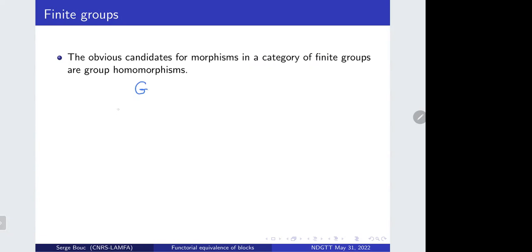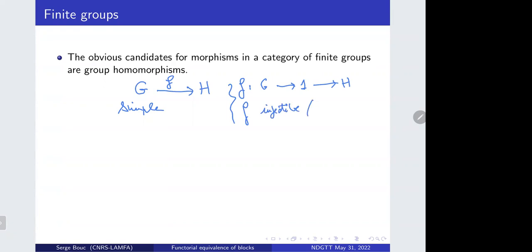So G is a finite group, and G is simple in those terms if and only if any group homomorphism, any morphism in that category, from G to another group, either is trivial, which means that F actually factors through the trivial group, or F is injective, which means that it is a monomorphism in the category.